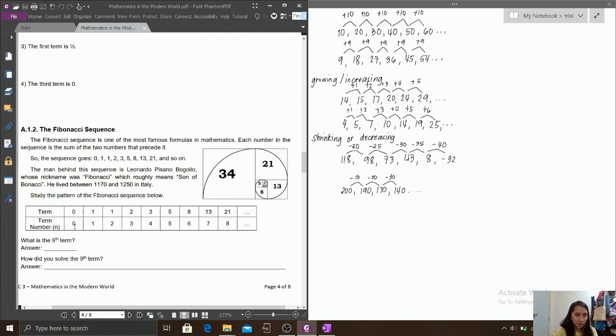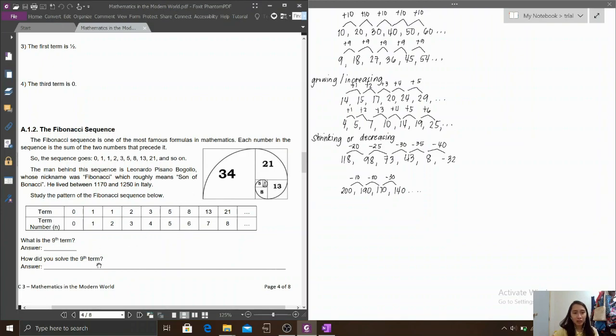So this means that this is the zeroth term, the first term, the second term, the third term, and the fourth term, and so on. So, what is the ninth term?